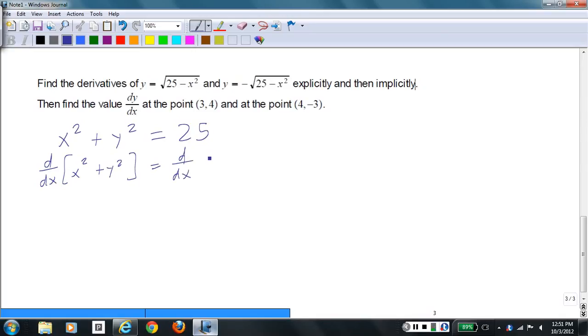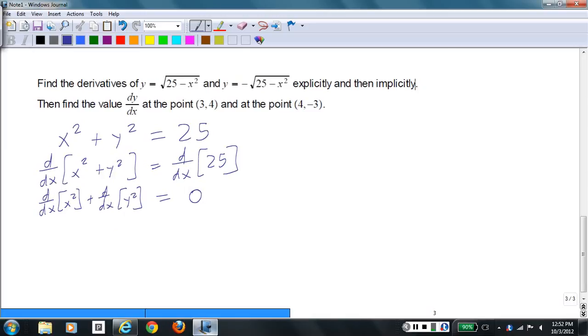d/dx of x squared plus y squared equals d/dx of 25. Now, the d/dx of 25 is no trouble. That's a constant. Derivative of a constant is 0. And on the left, we really have to think about the sum and difference rules. They seem pretty straightforward when we used them to differentiate polynomials, but here it's the derivative of x squared plus y squared. The sum rule says this is the derivative of x squared plus the derivative of y squared.